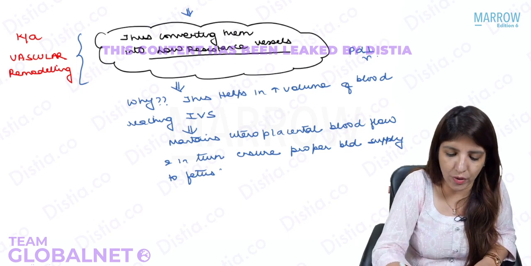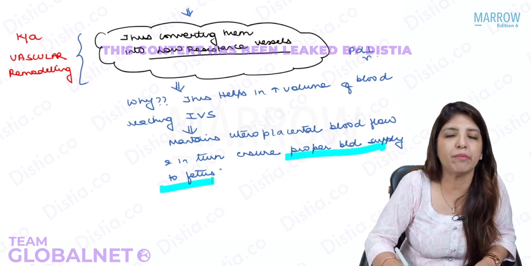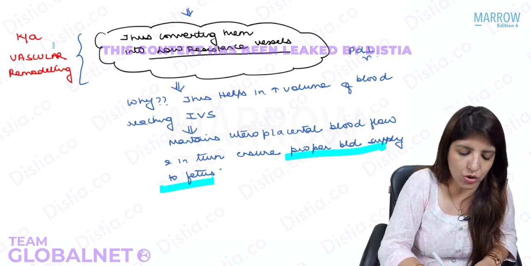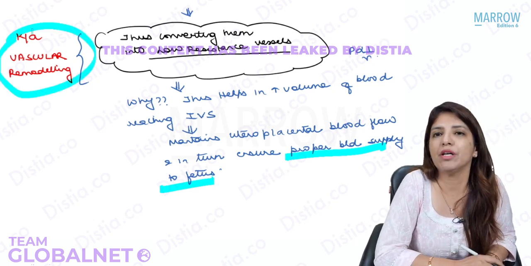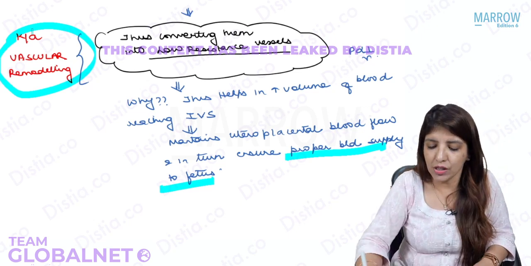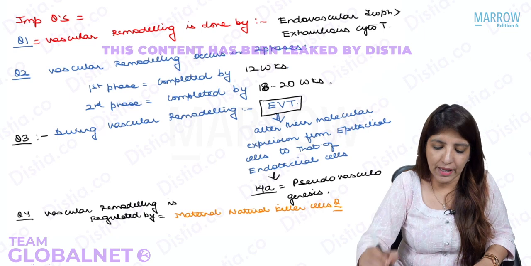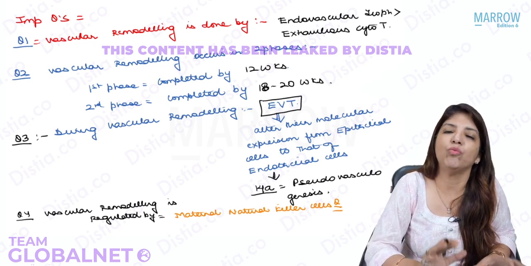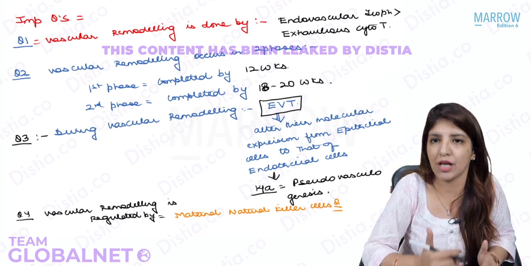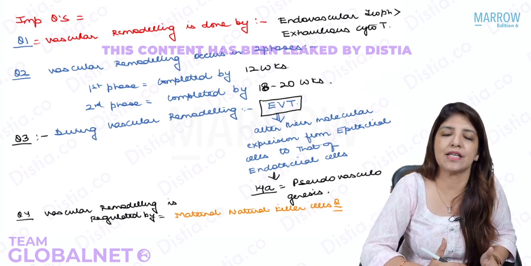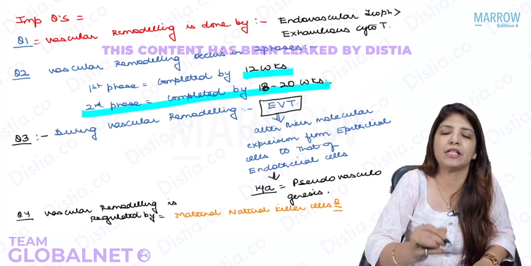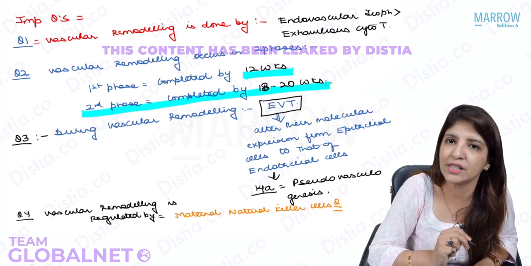And this is going to ensure that a proper blood supply is going to the fetus. Now, this is what is called vascular remodeling. Have you understood what is vascular remodeling? It never happens in one step; it happens in two steps. The first phase is completed by 12 weeks and the second phase is completed by 18 to 20 weeks.